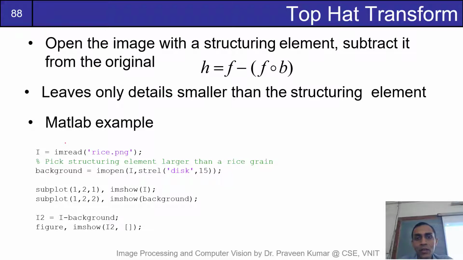Finally, one last operation I'm going to explain here. It's called a top hat transform. It's basically simply doing an opening operation and then subtracting it from the original image f. Let me first explain what it will do, and then I'll show the application here.